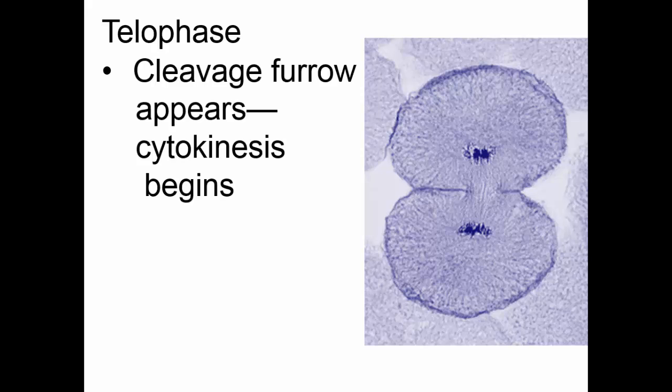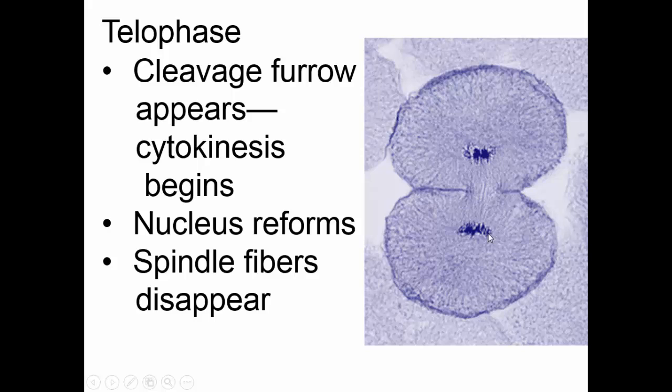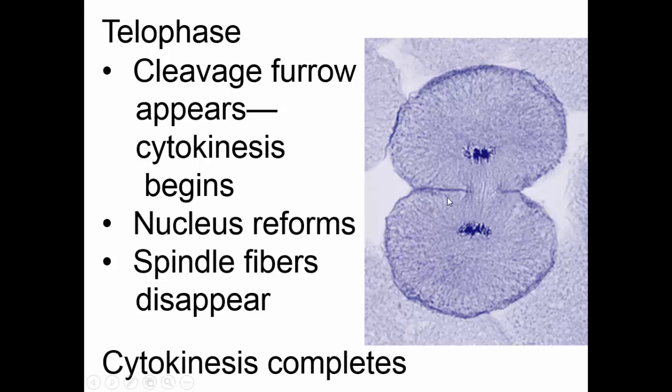In telophase, we begin to see the cleavage furrow. Now, this is the beginning of cytokinesis. The cleavage furrow is where the cell starts to sort of pull apart, and we sort of get cell membrane forming here. The nucleus begins to reform. We get our nuclear membrane back, and those chromosomes become invisible again. The spindle fibers disappear, and as the cell continues cytokinesis, we end up with two cells exactly like the original cell. Cytokinesis is the very last part of the M phase.